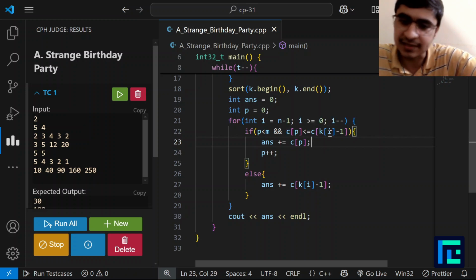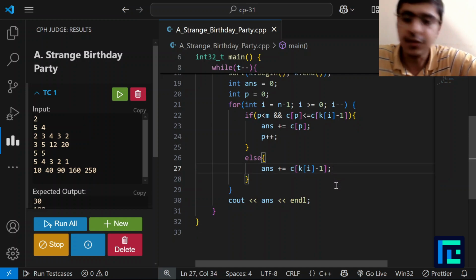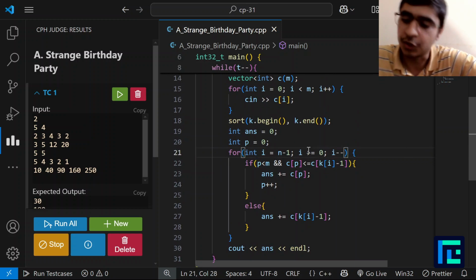So if c of p is less than or equal to c of k of I minus 1, we will add c of p, that is we'll buy this present and we'll increment p. Else we will not buy this present and we'll just give the person c of k of I minus 1 dollars. And then in the end we are printing the answer. So that is the overall solution to this problem.